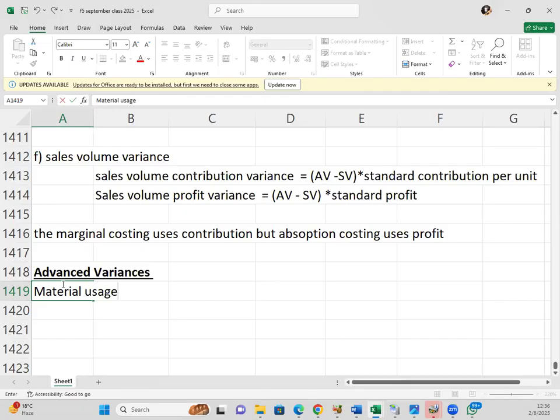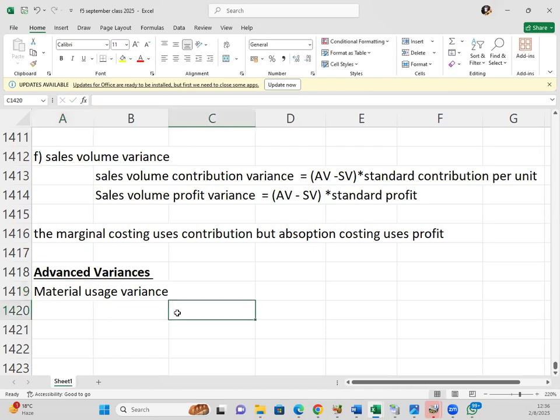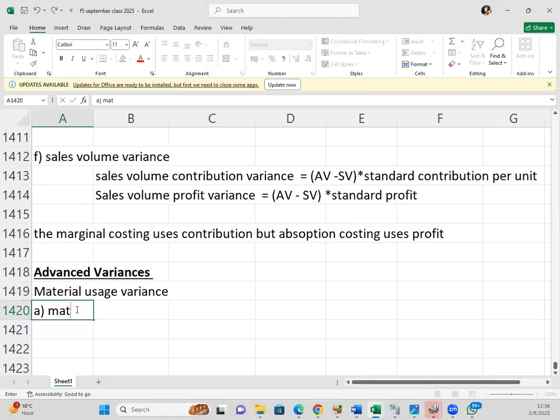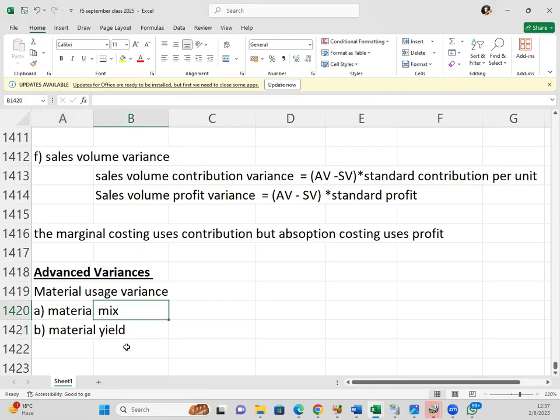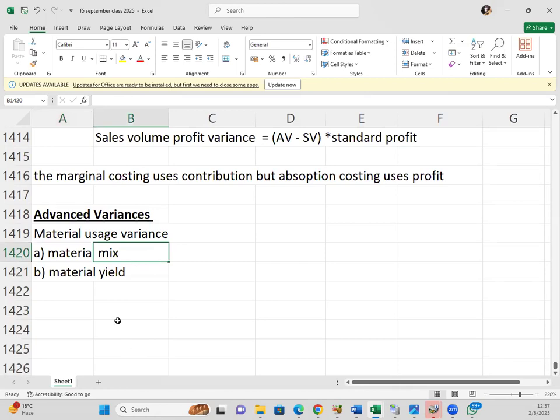So for material, we have the material usage variance. The material usage variance is further broken down into two variances, which are the material mix and the material yield.